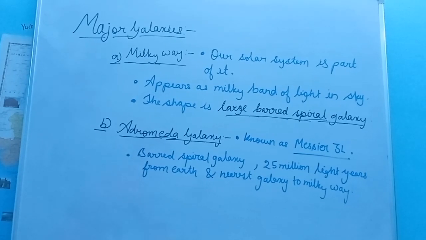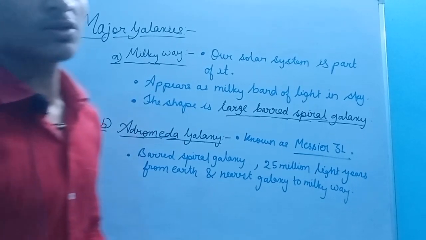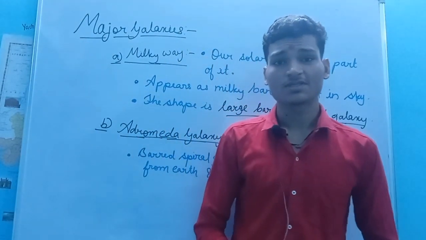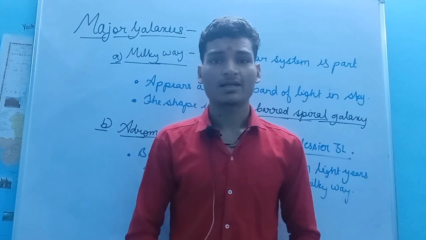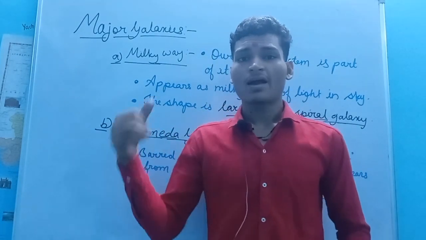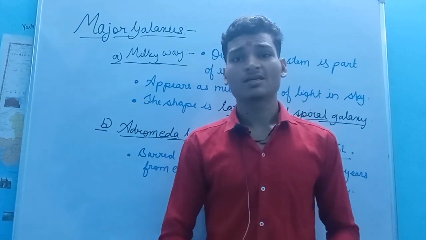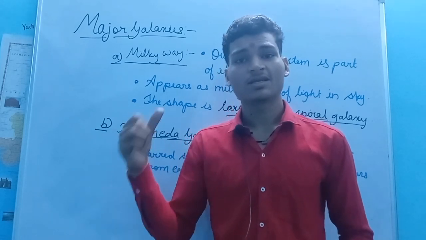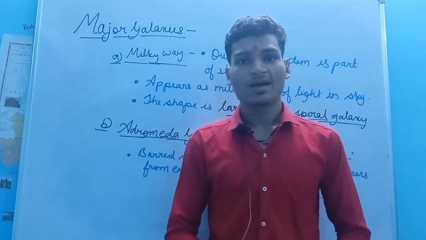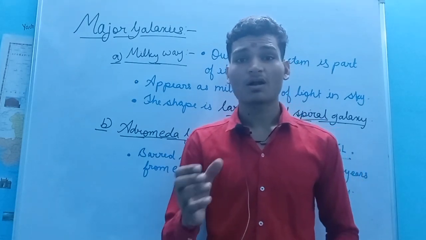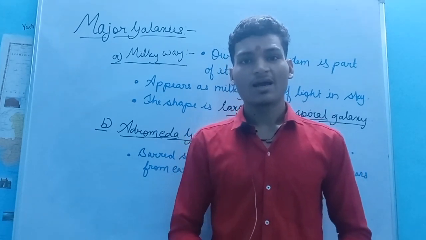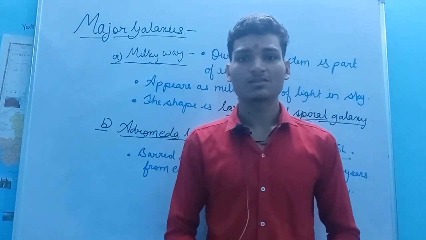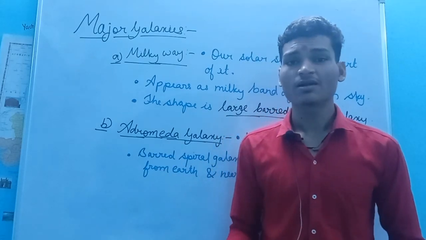Okay friends, so now we will discuss the major galaxies. There are basically two major galaxies: the Milky Way galaxy and the Andromeda galaxy. As the name Milky Way suggests, it looks like a white band of light. That's why it is named the Milky Way galaxy, and our solar system is a part of this Milky Way galaxy. The shape of this is a large barred spiral galaxy. So it is basically a large barred spiral galaxy.